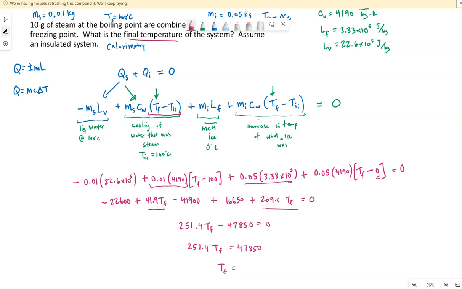I'm getting one that does not make sense. Okay, so let me go through my math again. All right, so going through here, it doesn't make sense because I'm getting an answer of 100 and something, which would imply the system got hotter, which is not going to happen. I put too many zeros in this term over here. This should just be minus 4190. So that's going to change this term.